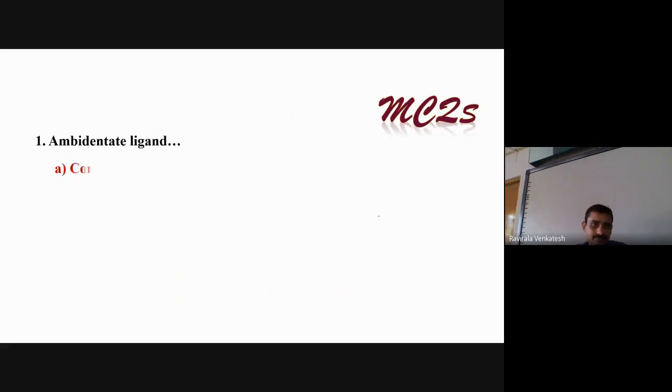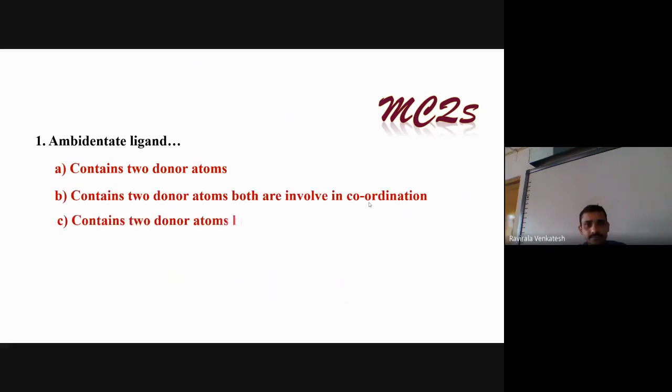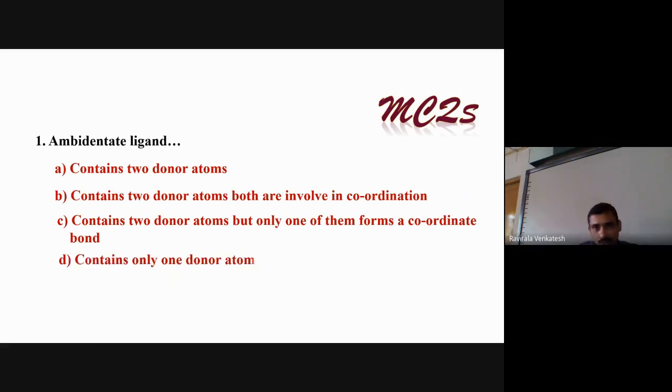Next, an ambidentate ligand can also form chelation, so that is the reason I have taken it. Ambidentate ligands: which is correct? They contain two donor atoms and both are involved in coordination; they contain two donor atoms but only one of them forms a coordinate bond; or they contain only one donor atom. Anybody, what is the answer? C, very good. They contain two donor atoms, but only one of them will donate. Either donor atom can donate here. So the answer is C.